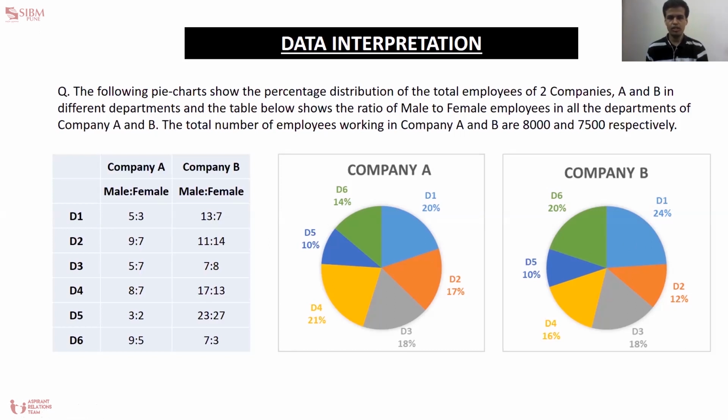Basically, this question consists of the data of two companies, company A and company B, which have a total of 8,000 and 7,500 employees respectively. The pie charts show the distribution of these employees within 6 different departments, and the table over here shows the ratio between the number of males and females in each of these departments in the two companies. Let us begin with the questions now.